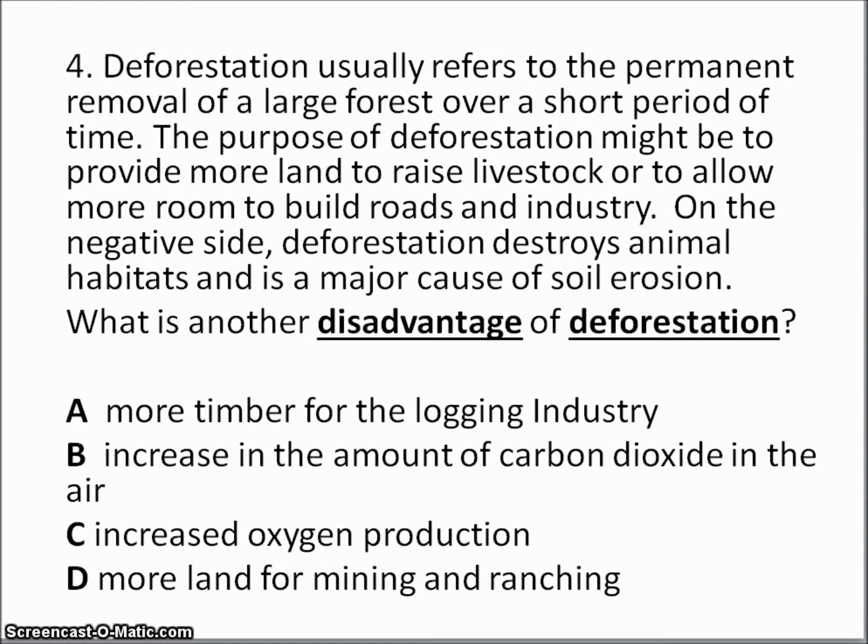Deforestation usually refers to the permanent removal of a large forest over a short period of time. The purpose of deforestation might be to provide more land to raise livestock or to allow more room to build roads and industry. On the negative side, deforestation destroys animal habitats and is a major cause of soil erosion. What is another disadvantage of deforestation? Is it A, more timber for the logging industry? B, increase in the amount of carbon dioxide in the air? C, increased oxygen production? Or D, more land for mining and ranching?